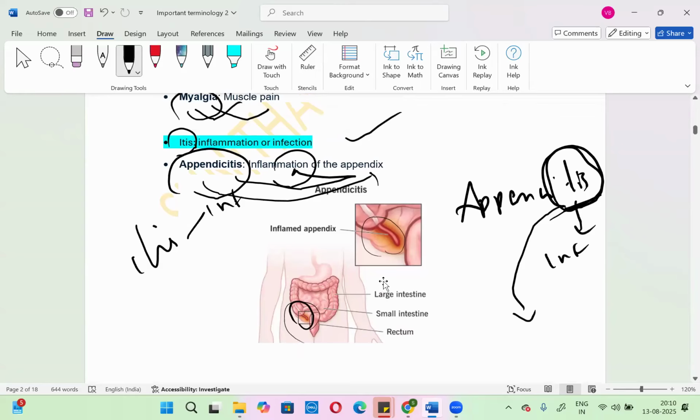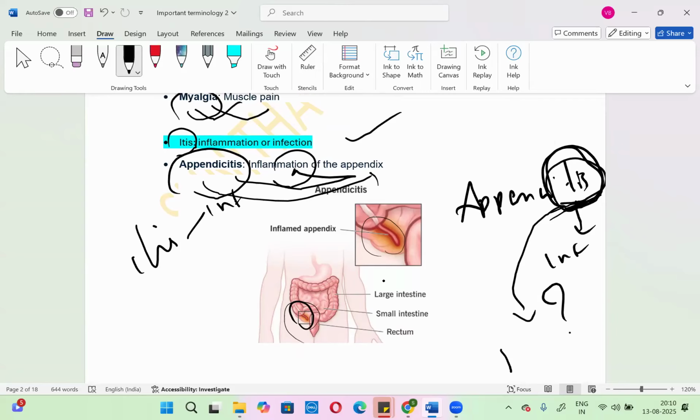Okay. So appendicitis is there. So now, itis meaning is inflammation. Okay. Now according to the medical terminology, the end of the word we will call it as what? Yesterday we have seen this. The end of the word we will call it as what?